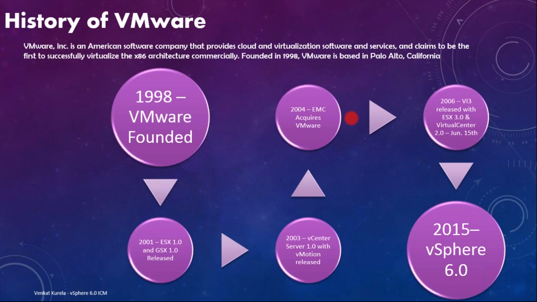Okay. So in the year of 2004, EMC acquired the company called VMware. So from then it became one of the acquisitions of EMC. In the year of 2006, VMware released a major product suite called VI3, Virtual Infrastructure 3. Virtual Infrastructure 3, what exactly is it?